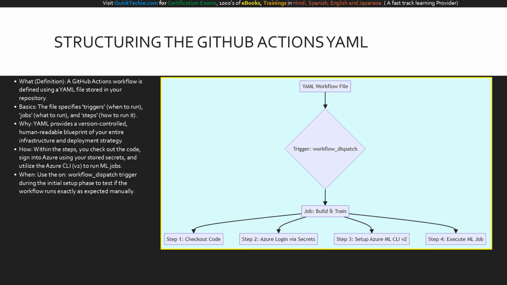This flowchart maps the anatomy of our YAML file. At the top, the workflow is initiated by our manual workflow dispatch trigger. This drops us into the primary job. The job executes sequentially. Step 1 checks out our source code. Step 2 securely logs into Azure. Step 3 installs the required Azure ML CLI tools. Finally, Step 4 actually executes the machine learning job in the cloud.